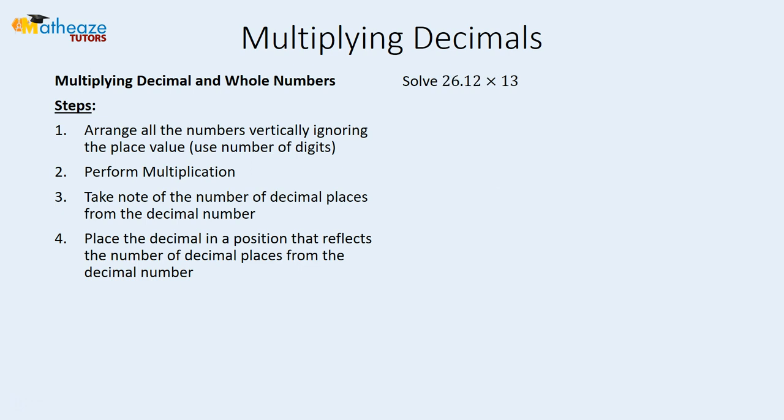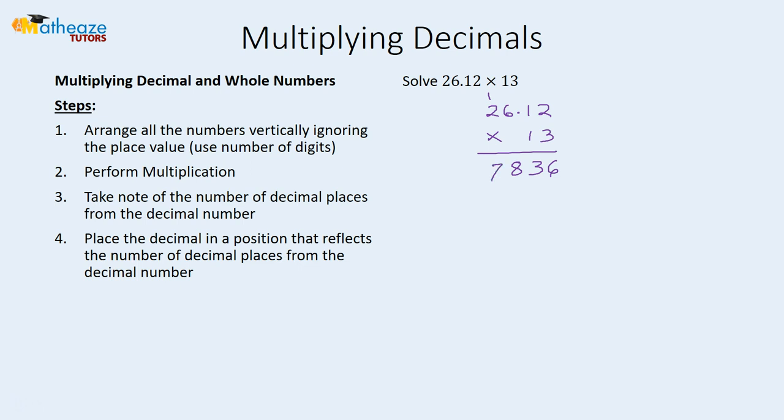Let's look at another example. We have 26.12 multiplied by 13. So we're going to perform our regular multiplication. 2 times 3 is 6. 1 times 3 is 3. 6 times 3 is 18. We have 8 and we take 1 up here. 2 times 3, 6 plus 1, 7.